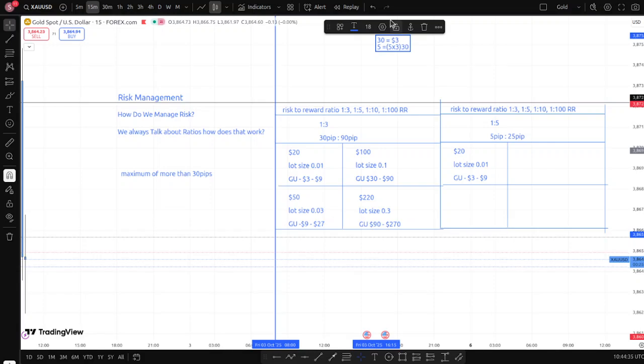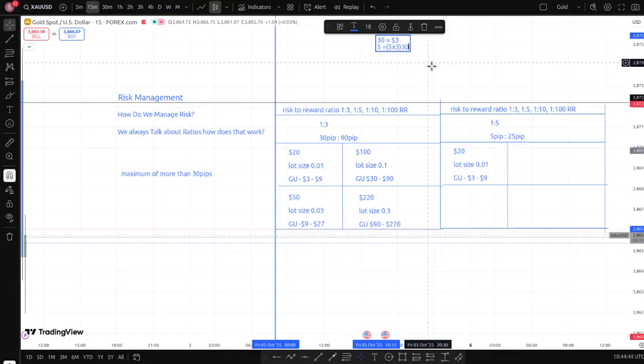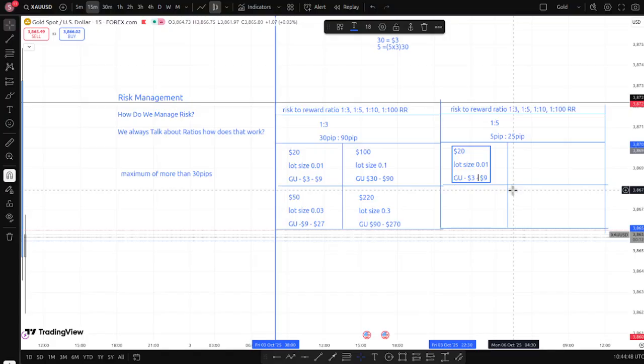5 times 3 hiyo ni 15. 15 divide by 30 ni 0.5, si ndio? Divide by 30. Hiyo ni 0.5. So hiyo risk yako hapa una risk 0.5. It looks small but ngoja tuone. 1 to 5, si ndio? Target yako ni 25 pips.